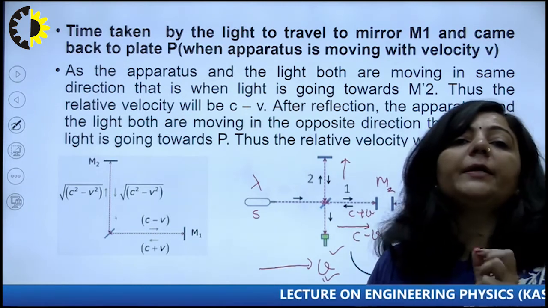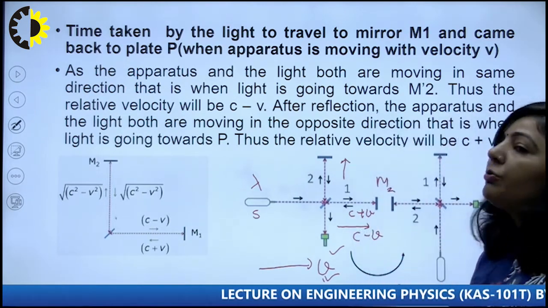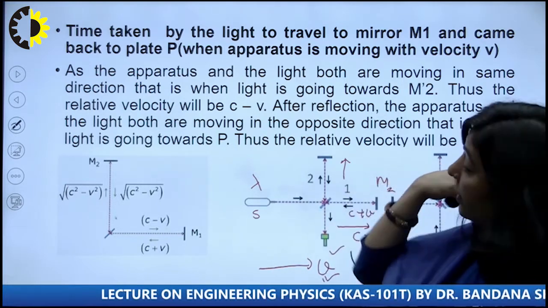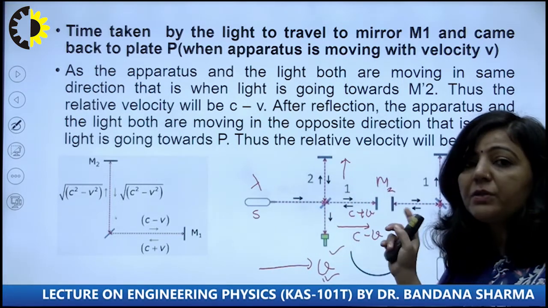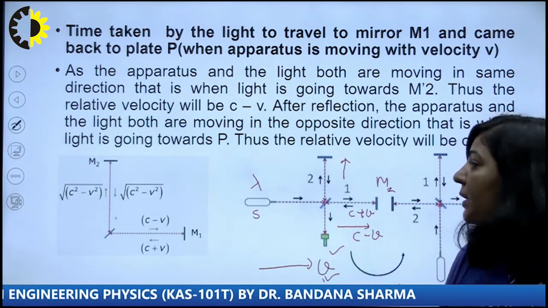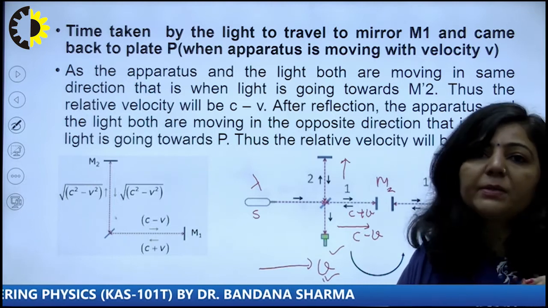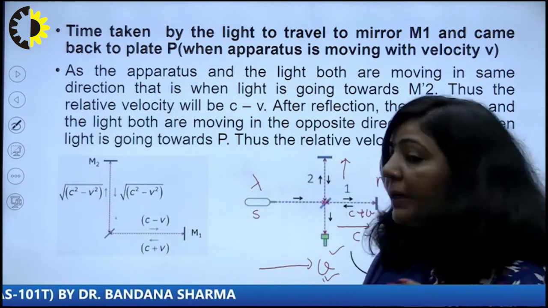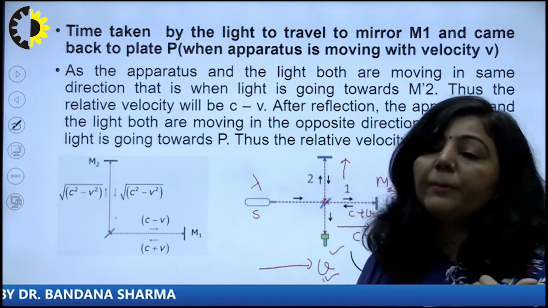Initially when the apparatus was at rest, v was equal to 0. It means that this ray, when moving in this direction, was traveling with c, and when the ray was moving in the backward direction, it was traveling with c. But now it is not traveling with c; it is traveling with c minus v for the forward journey and with c plus v for the backward journey.